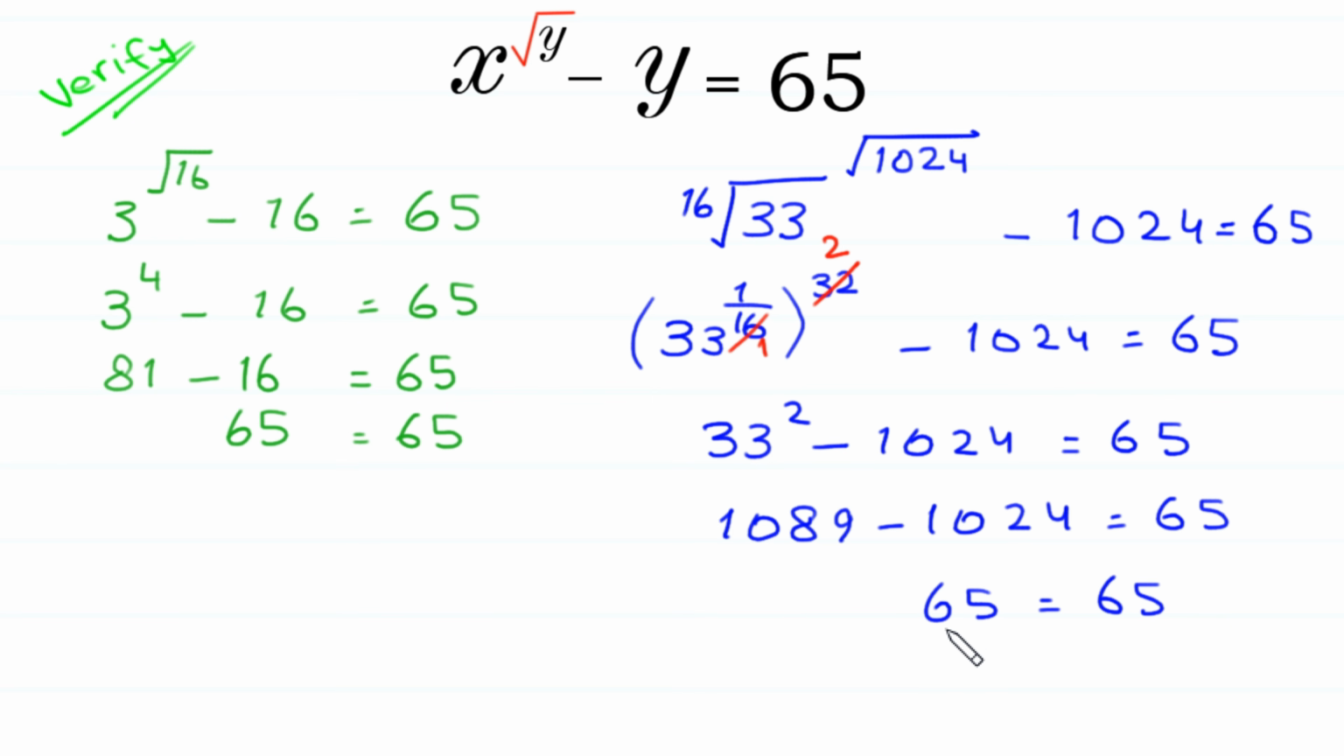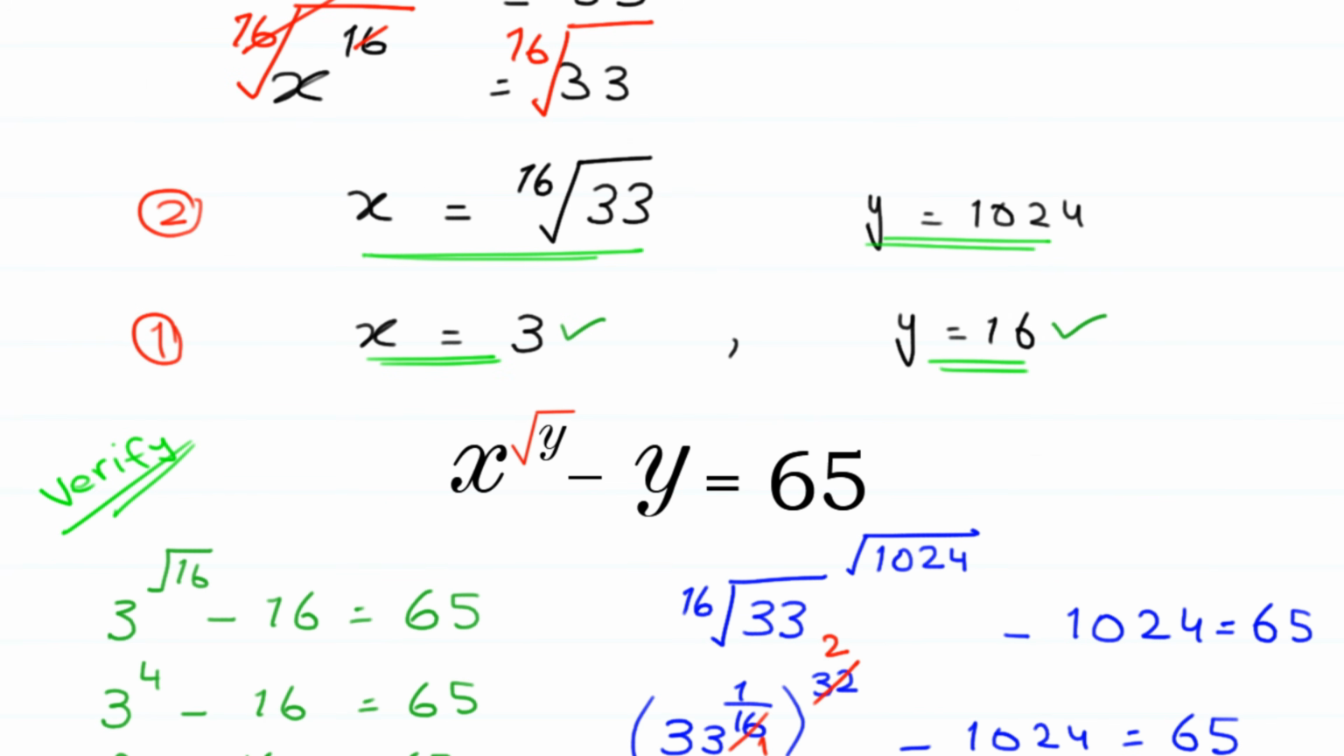You can see that the left hand side is equal to the right hand side. So it is proved that the value of x, the 16th root of 33, is correct, and the value of y, 1024, is correct.